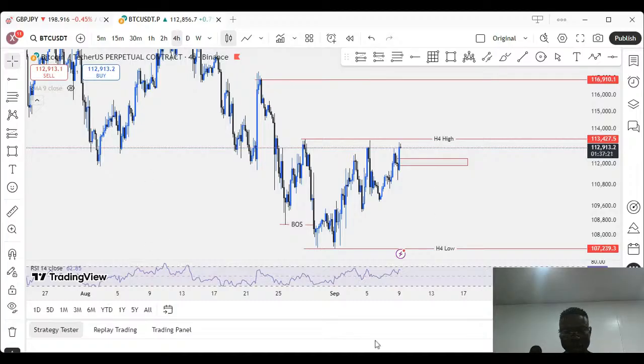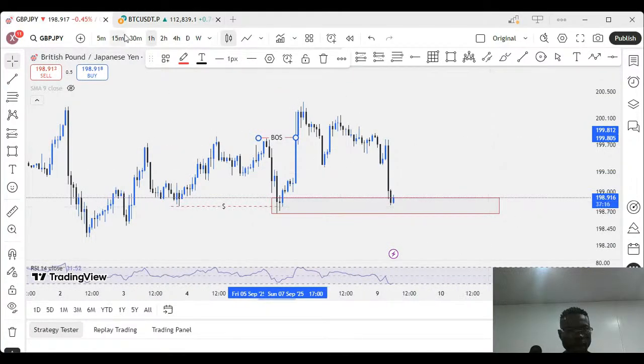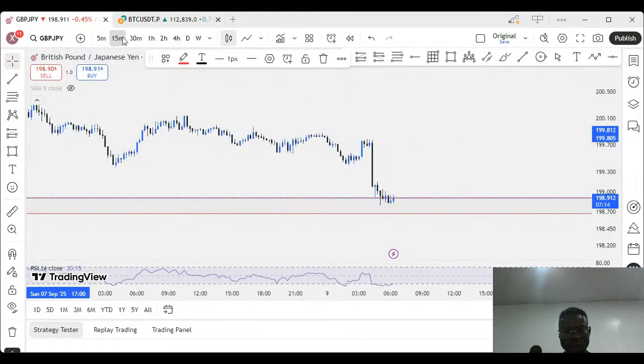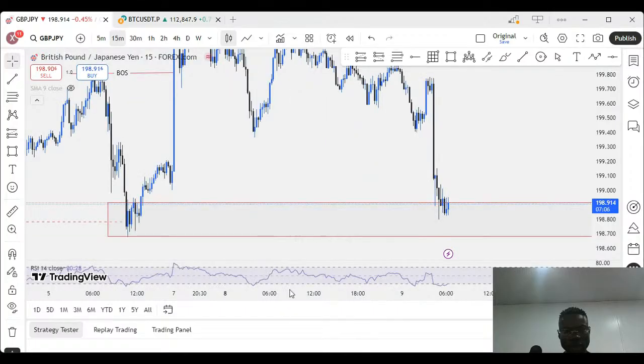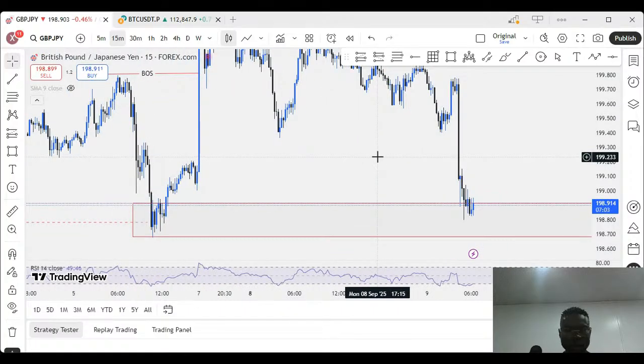Okay. So let's go back to our chart. Let's see what we can have a quick trade on here. If you have time, you can stay with me on this GBPJPY. Let's see if you can have a buy setup on it.